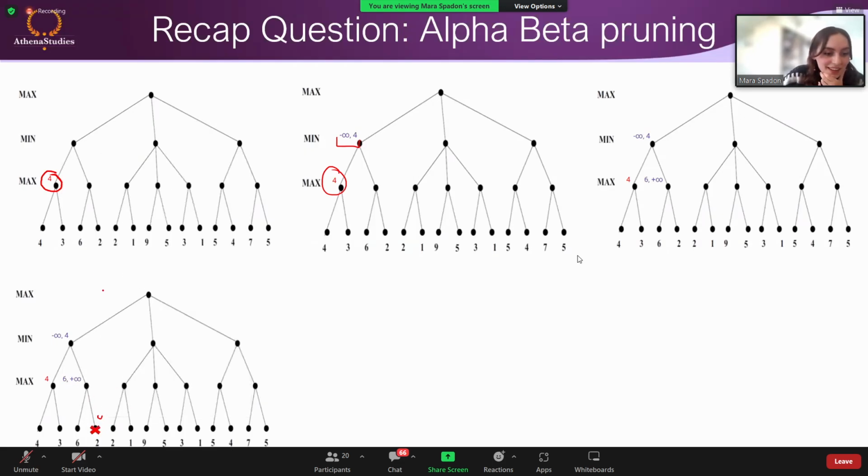Then max would choose it, right? But we already know for the next layer that min will choose 4 or something smaller. So even if this value was like 5,000, it doesn't matter for the outcome because min wouldn't choose it. Similarly, if this node has a smaller value, then we already know that max will either choose 6 or something bigger. So it also doesn't matter if it is smaller. Even if this was minus 100, it will still choose 6. So for the outcome of the game, the value of this node doesn't matter. So that is why we can prune it.